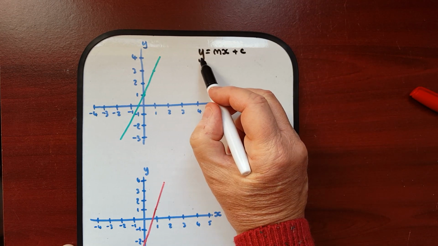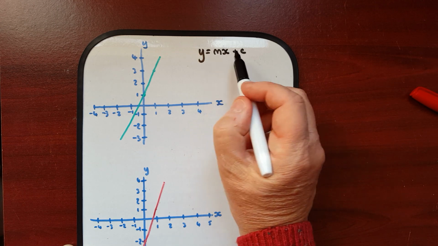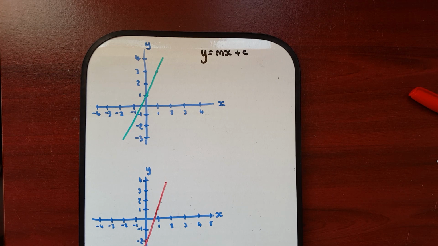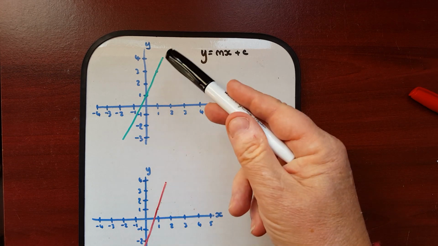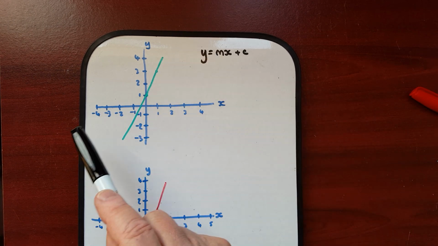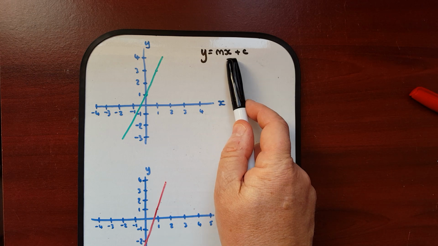Right? Y is the y-axis, x is the x-axis, and we're going to look at how this works. Now, we have to describe two things for this line. One thing we have to describe is the slope or the gradient of the line, how steep it is. Is it a steep line? Is it a gentle slope? And that's the mx part.